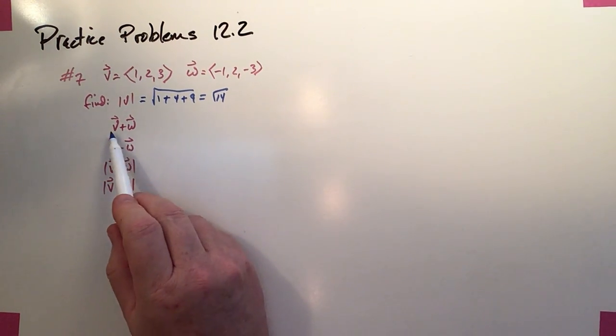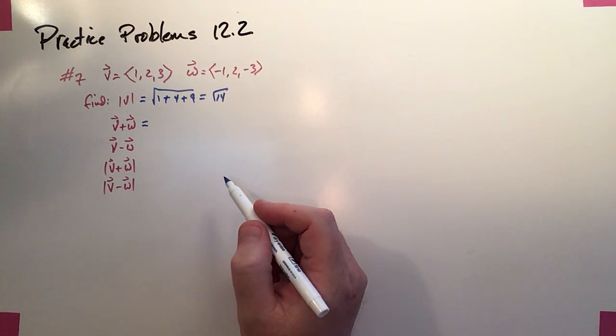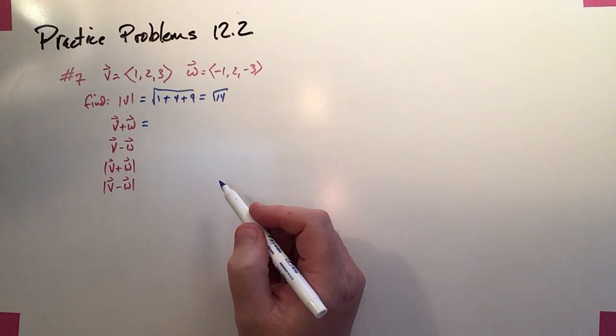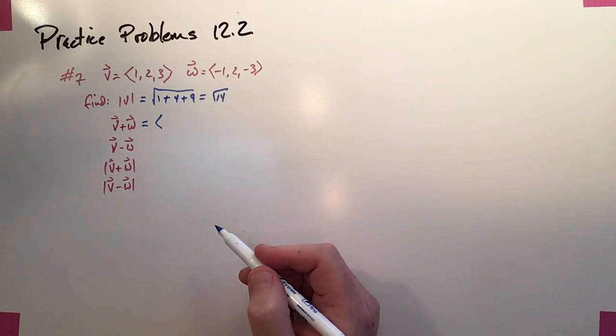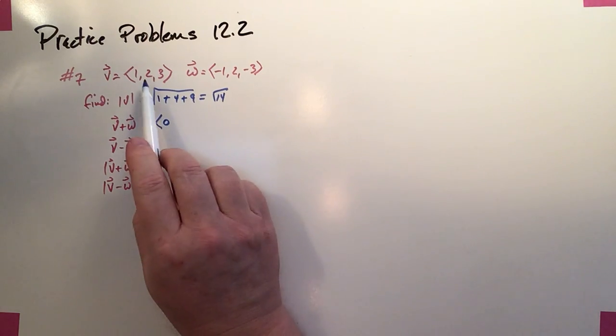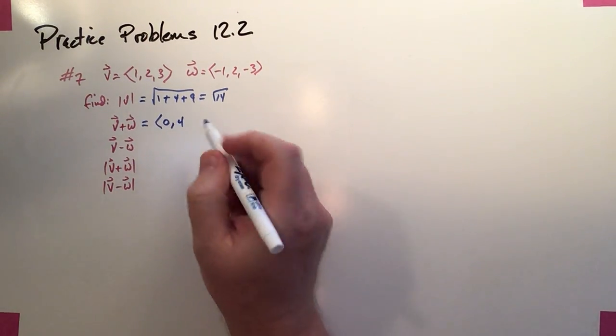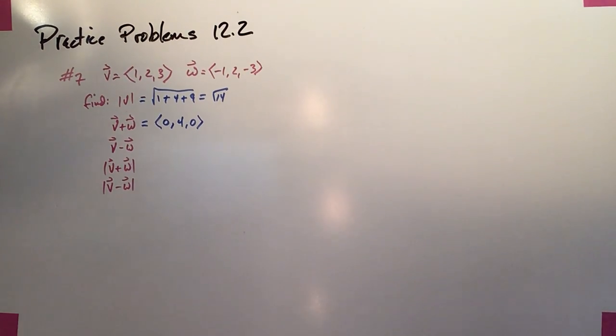Next, we want to find a vector, which is the sum of vector v plus vector w. So all we want to do is simply sum the coordinates in order and list it as a new vector. So this will be a new vector, not a scalar. It's not a magnitude. Okay, the x components add to 0. The y components add to 4. And the z components add to 0. So the sum of vectors v plus w would be a new vector, 0, 4, 0, which means it is a vector that runs along the y-axis and has a magnitude of 4.